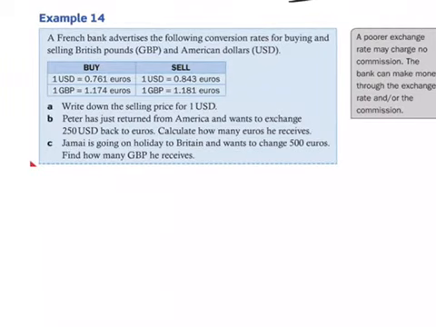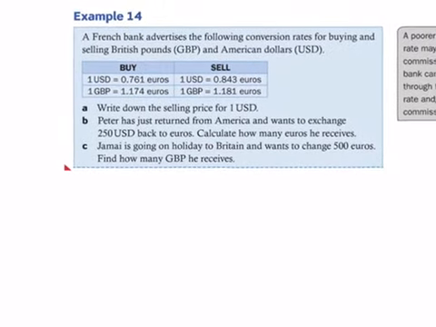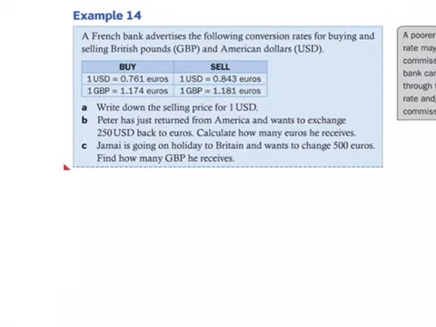Right, secondly, let's look at this one, example 14. What we've got in this one is a situation where a bank buys and sells at slightly different exchange rates. So you can see, first of all, for the US dollars, they buy at 0.761 and sell at 0.843. So there's no commission here. Instead, the bank's going to get all their money by buying and selling at a different amount. The challenge for us is to identify exactly which one we're using and when.